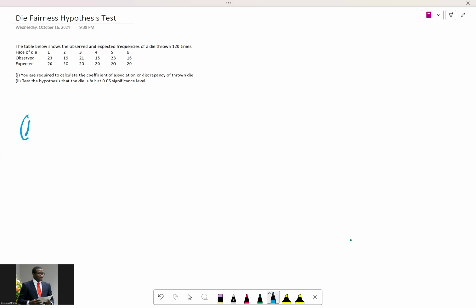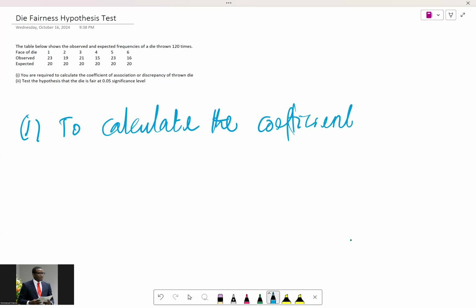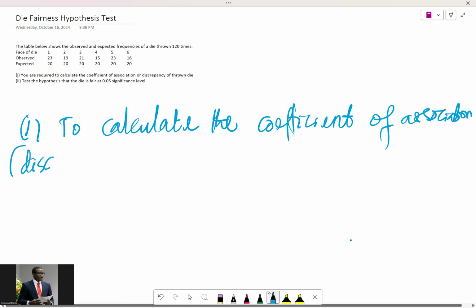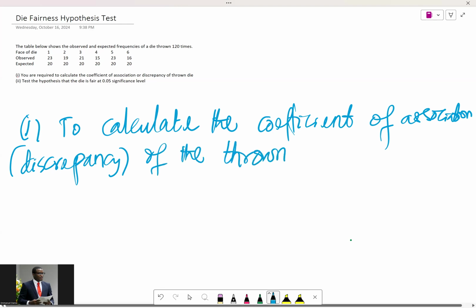So the first part is to calculate the coefficient of association. You can see that as a discrepancy of the thrown die. So you need to invoke the formula.